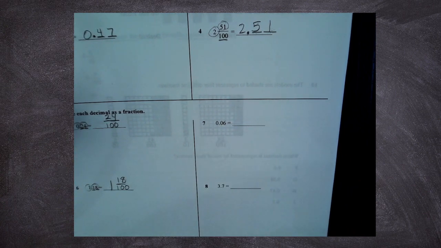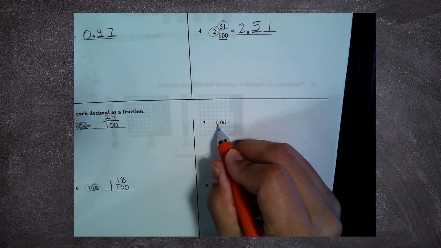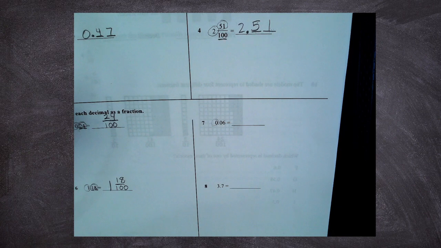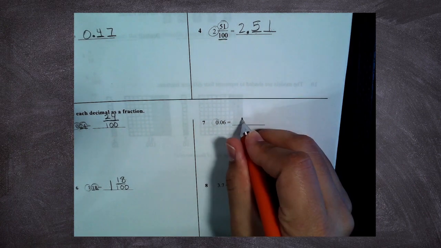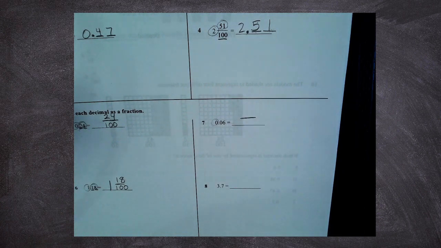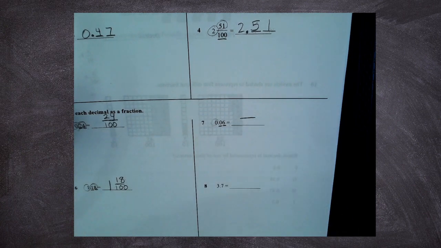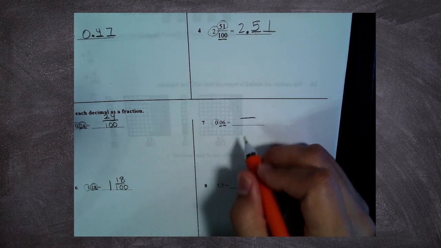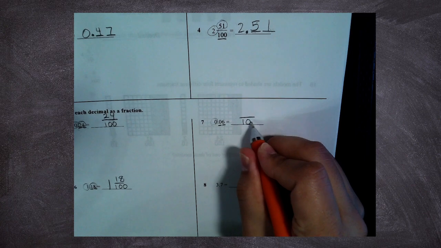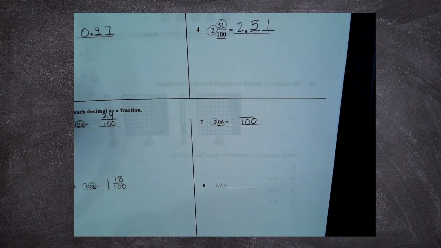Problem 7. I look in front of the decimal. It's a 0. There's no numbers in front of my fraction. I check the place values. Tenth, hundredth. Since they had to use the hundredth, my denominator is 100.